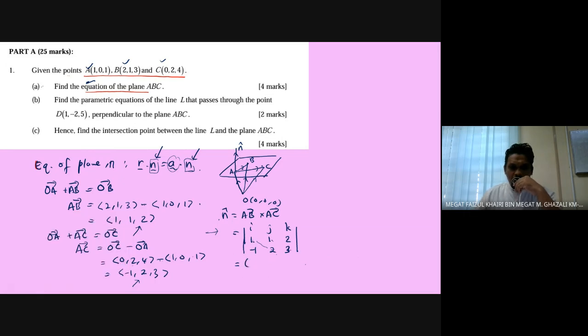So then, 1 times 3 equal to 3, minus 2 times 2 equal to 4, I mean minus 1 times 3, minus 2 times negative 1, minus 2, plus 1 times 2 equal to 2, 1 times negative 1 equal to negative 1. So 3 minus 4, negative 1. 3 plus 2 equal to 5, minus 5. Minus 5, yes. And 2 plus 1 equal to 3.